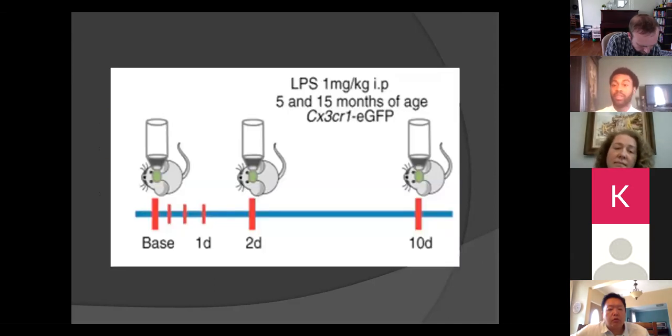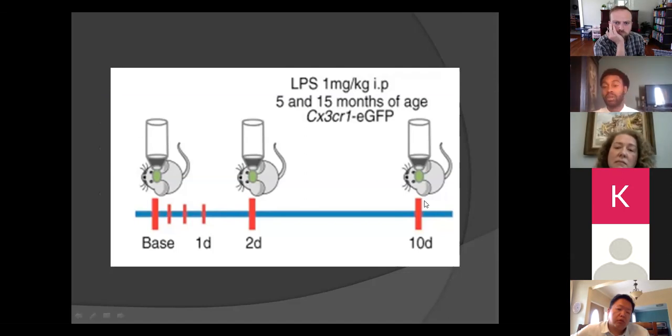Now this is the illustration of kind of what they did to the mice. It's showing you at base, when they inject the mice with this LPS, and also at day 2, and also at day 10.